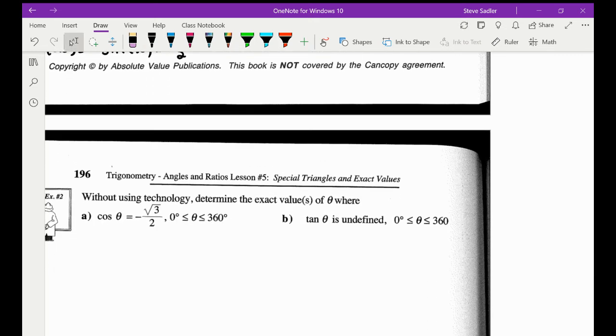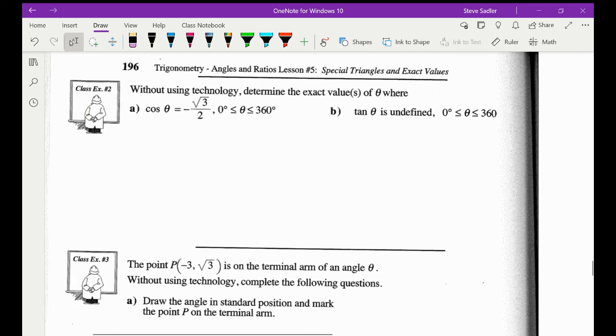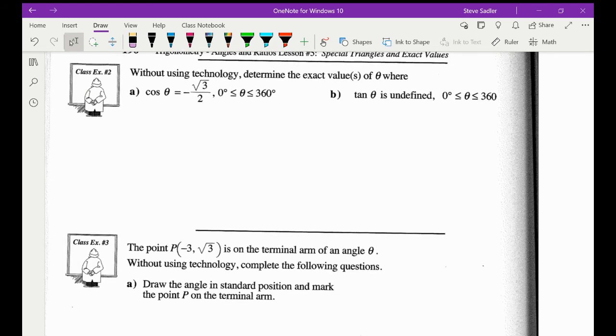Okay. Without using technology, determine the exact values of theta, where cos theta is equal to negative root 3 over 2, between 0 and 360. So our cos value is negative. So let's look through here. All add sugar to coffee. So a negative cos value means we are going to be in quadrant 2 and quadrant 3.